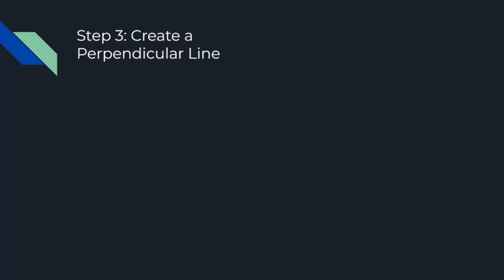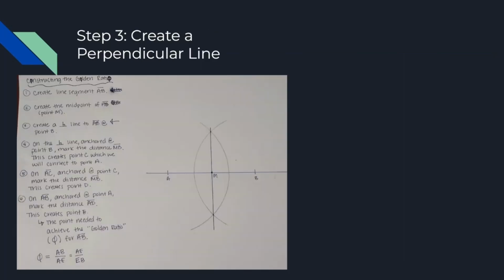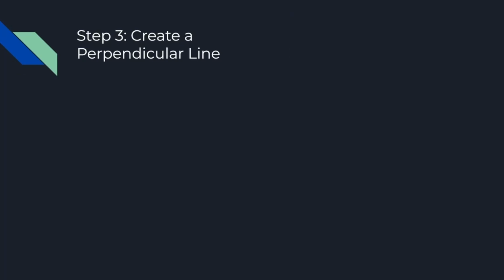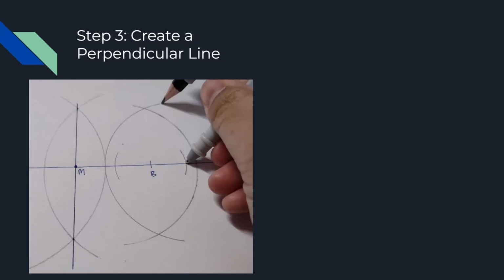Step 3 is to create a perpendicular line at point B. So first, we will need to find 2 anchor points equidistant from B, and we'll open our compass for a small length, anchor your compass at point B, and draw an arc through both sides of B like so. Now we have 2 points on the line which we can use to find the perpendicular line to B.